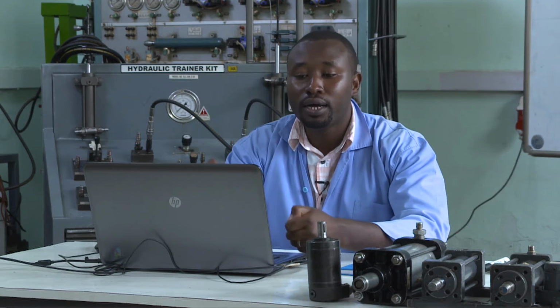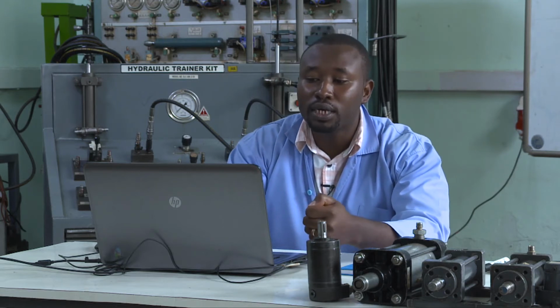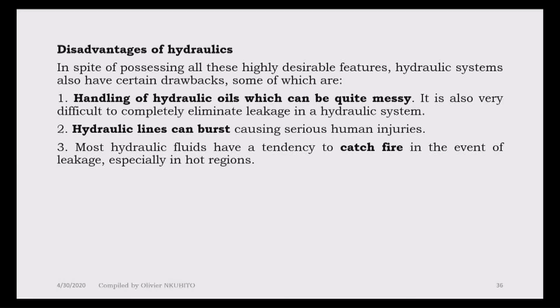Like when you are performing your work, the hydraulic pipe might burst. So you need to use very good quality pipes. And hydraulics is messy. The oil is messy, so you need to be cleaning every time. And number three, hydraulic oil catches fire. So you need to be careful when you are working in a region which can cause a fire hazard. So you need extinguishers or other things as protection equipment.